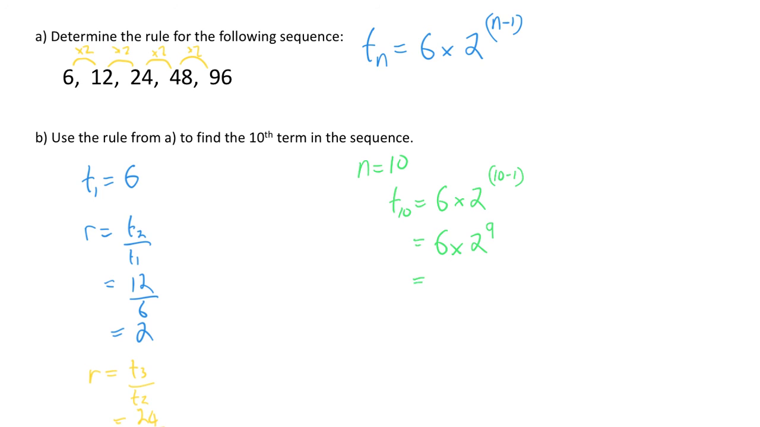Completing that calculation, it equals 3072. So I know that the 10th term in the sequence that they have provided us is going to be 3072. And that was completed by using that rule to find that future term. So that's an example of how we write a rule for a geometric sequence and how we can use it to find a future term.